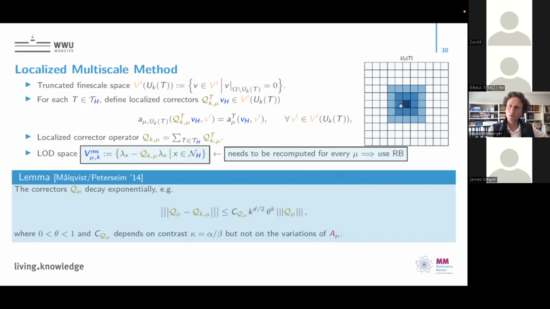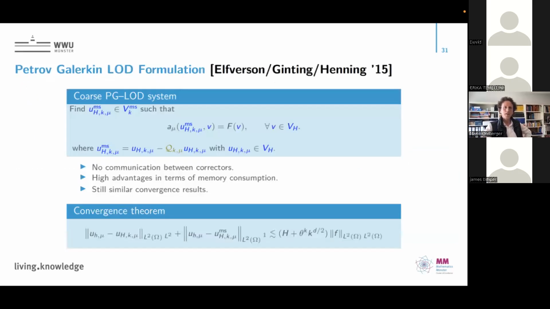So if you compute this with 2 layers, then the error due to exponential decay is already so small that you can work with these truncated localized correction problems. And this means that we now can define this multi-scale space, and again, we solve these correction problems on the localized domain, so on this neighborhood of T, and this is done using reduced basis technology. Okay, completing our full order model is now a Petrov-Galerkin local orthogonal decomposition formulation like that.